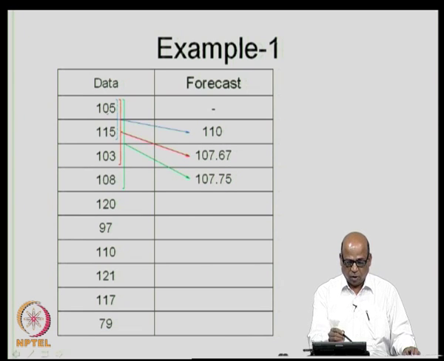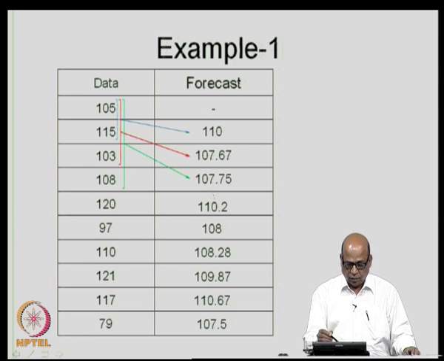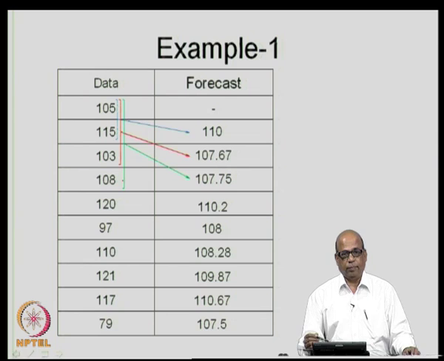So, this has been got by taking the average of 105, 115, 103, 108. All of these values are used to forecast this. This forecast is for the next time period and so on. So, like this you keep getting the forecast for the next time period. The forecasts shown here are actually for the time period subsequent to that. For example, this is a forecast for this time period 103 and this is a forecast for this time period and so on.